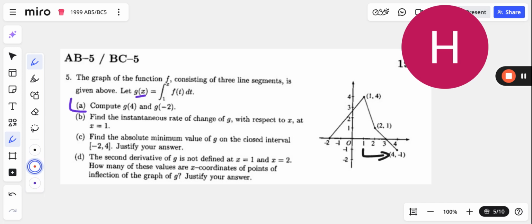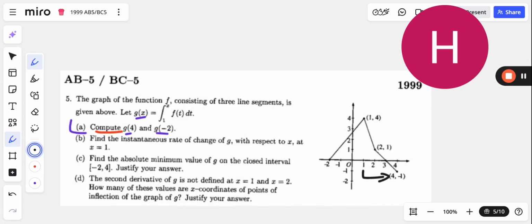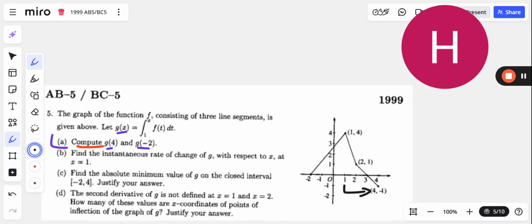Compute g of 4 and g of -2. So that's going to be really simple. And we see some really nice line segments, so it's not going to be too difficult. Let's see, g of 4. First of all, g of 4, by definition, is going to be the integral from 1 to 4 of f of x dx.